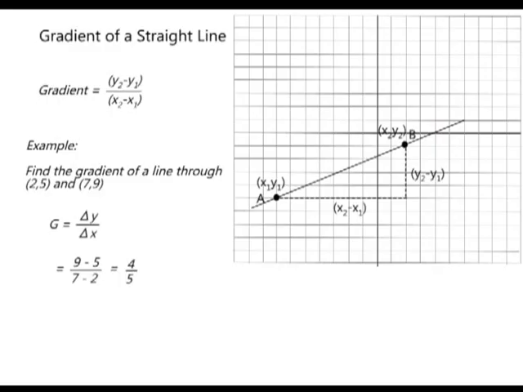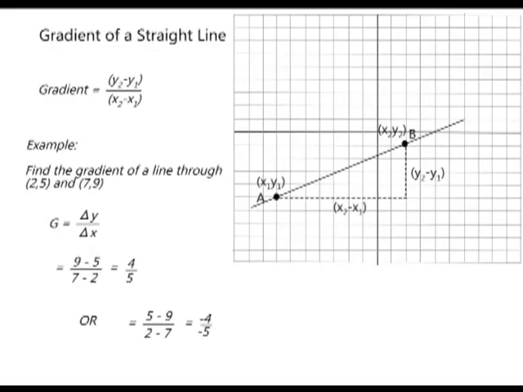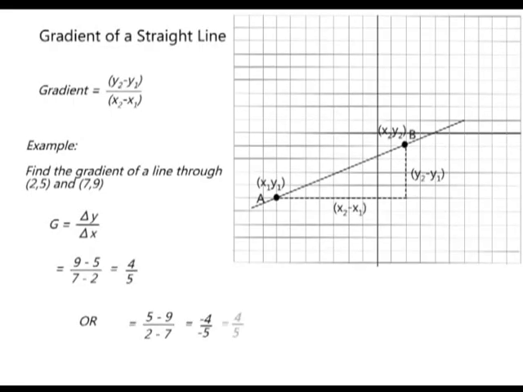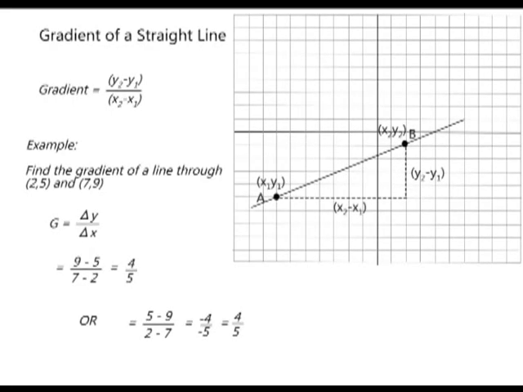Now, the gradient does not depend on the direction of change, but care must be taken to subtract the corresponding coordinates. Thus, also, gradient can be given as 5 minus 9 over 2 minus 7, which is equal to minus 4 over minus 5, and that gives us the same answer, 4 over 5.